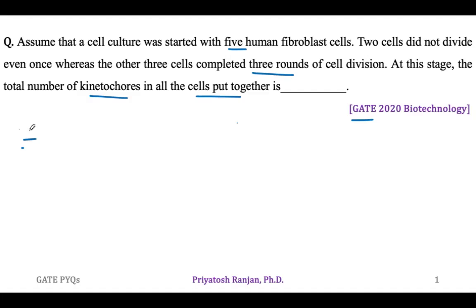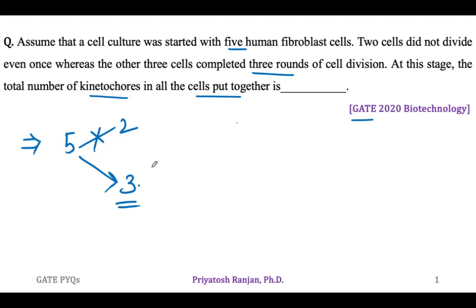So, first we need to understand what all information is given here. There are a total of 5 human fibroblast cells. These are the cells which are responsible for the formation of connective tissues. Out of the 5 cells, 2 cells did not divide, while 3 cells completed 3 rounds of cell division.